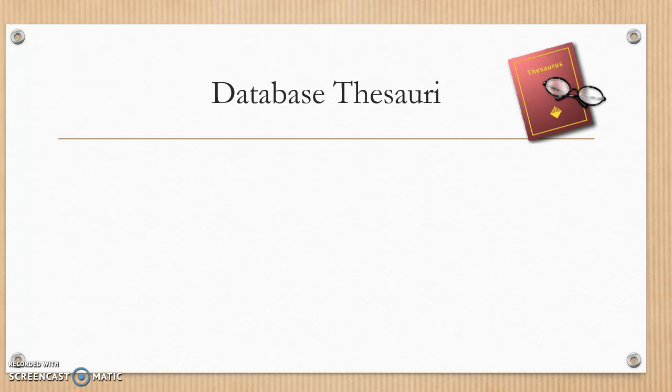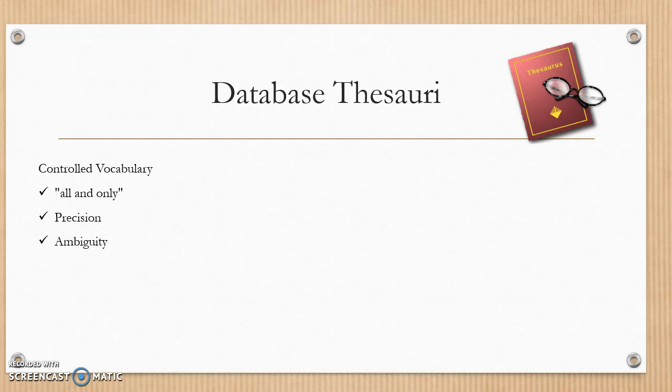Database thesauri are a type of controlled vocabulary. A controlled vocabulary is a list of standardized subject headings used by catalogers and database indexers to describe what a source, such as an article or a book, is about. These subject headings may also be referred to as subject terms, preferred terms, index terms, system keywords, or descriptors.